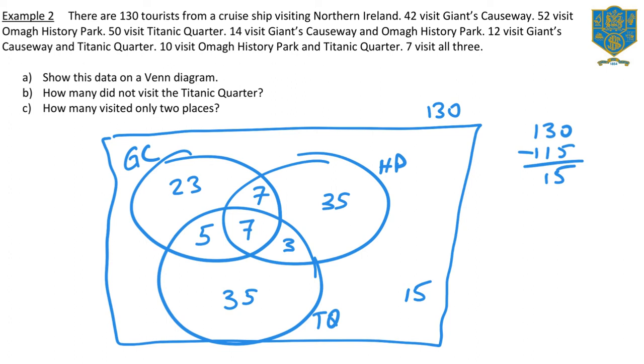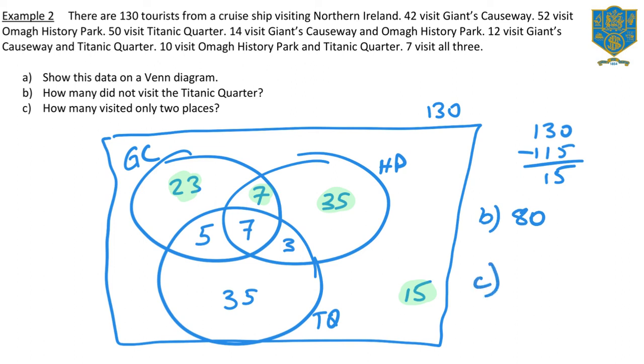So how many people did not visit the Titanic Quarter is the first question we're looking for. For that, we look at all the people who didn't go to the Titanic. So that's these 23, and these 7, and the 35, and the 15. So adding those numbers together, we get 80 people.